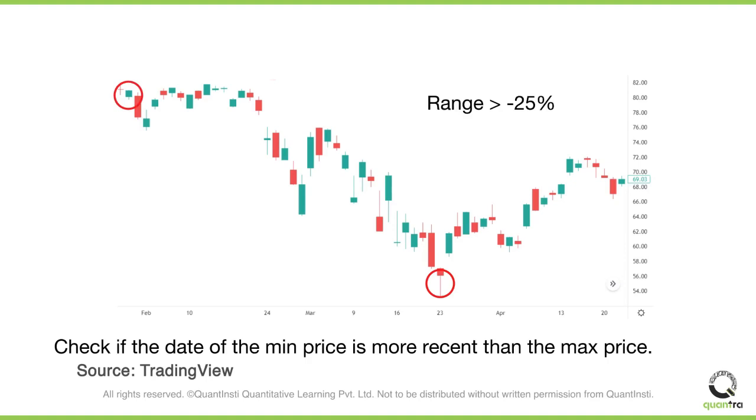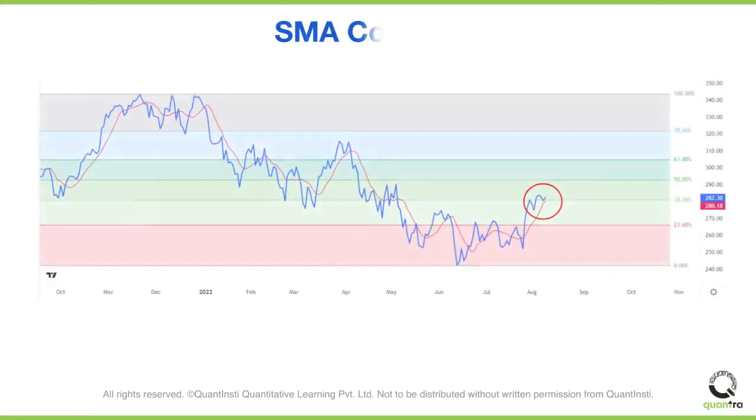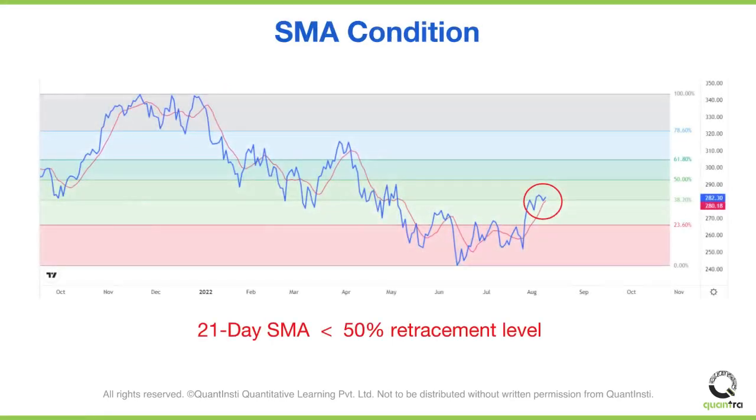Also regarding the range of the trend, we will have to change the sign of the threshold. That is, you can check if the range between min and max prices is greater than, say, minus 25%. And lastly, you would need to check if the 21-day SMA lies below the 50% retracement level and not above it. This would be to ensure that the generated trading signals are that of retracements only. So that was all about the changes. In the upcoming section, we have an interesting capstone project that you can attempt. So stay tuned.